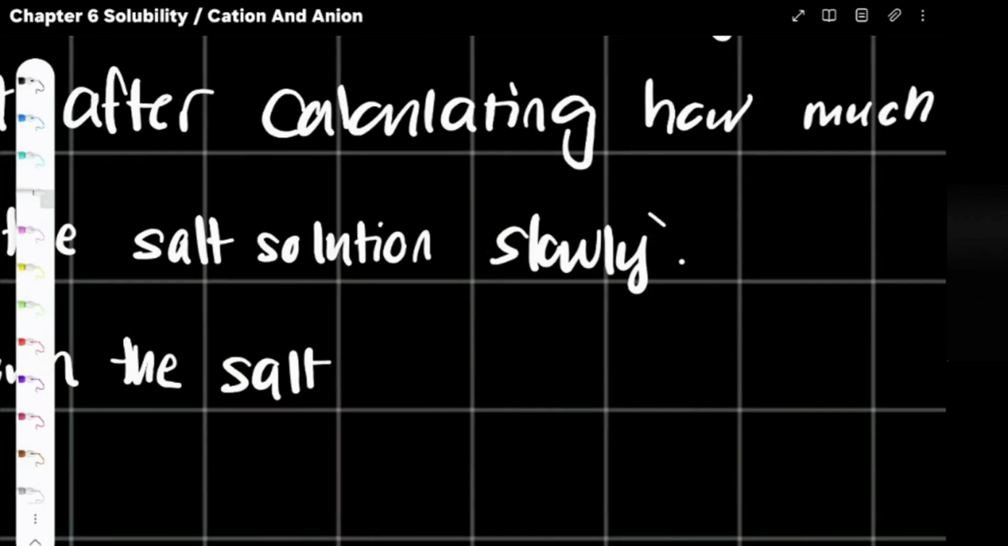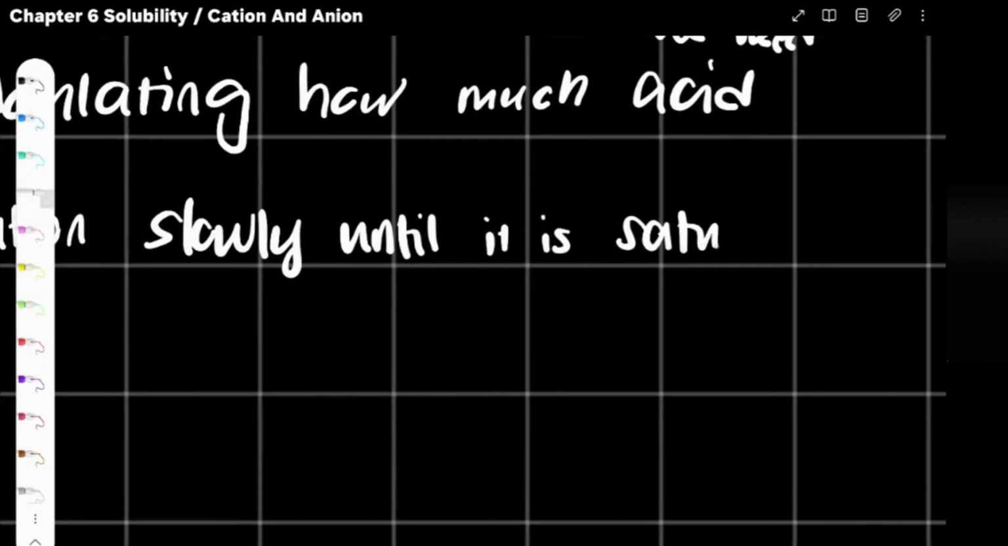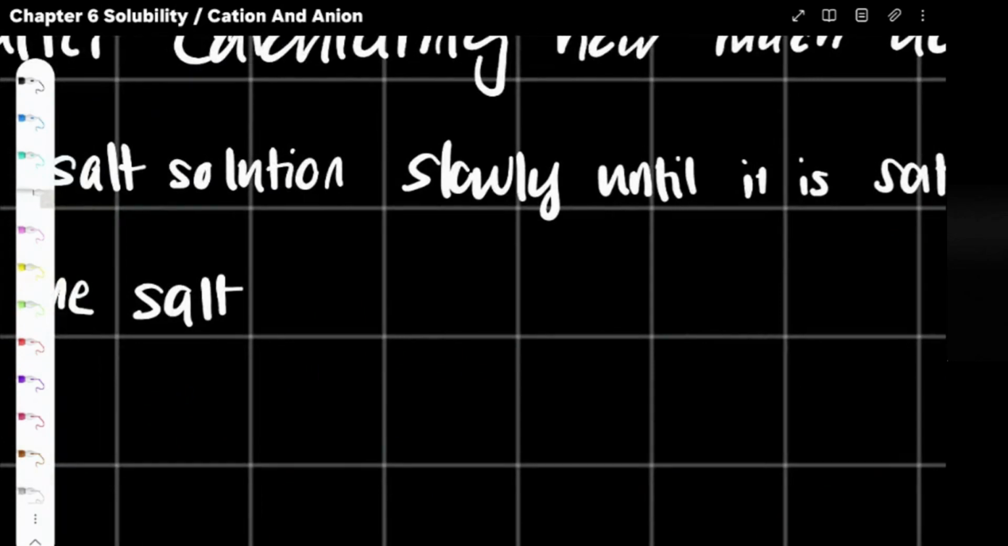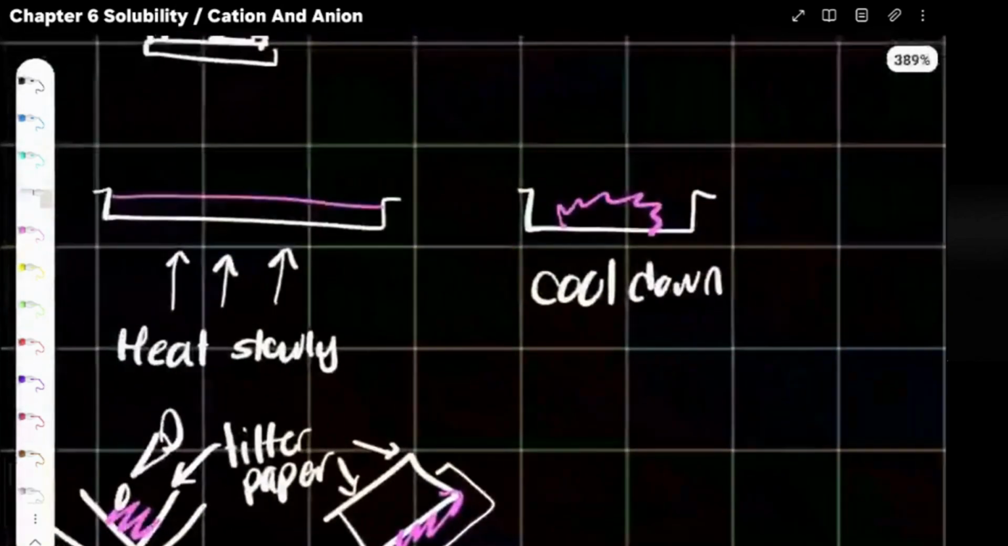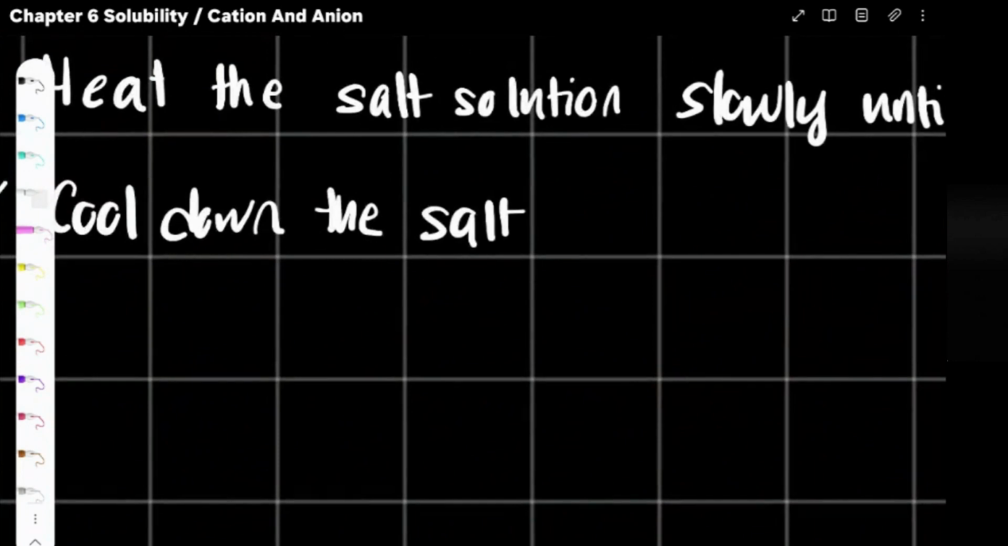And okay, just now I explained why you have to do it slowly, right? But you also have to mention until it is saturated. Saturated meaning concentrated. Okay, you understand that one? Very simple, right? So you have to heat it very slowly so that all of these things here can combine and produce very saturated salt. Okay, that's what you wanted. Okay, cool down the salt.